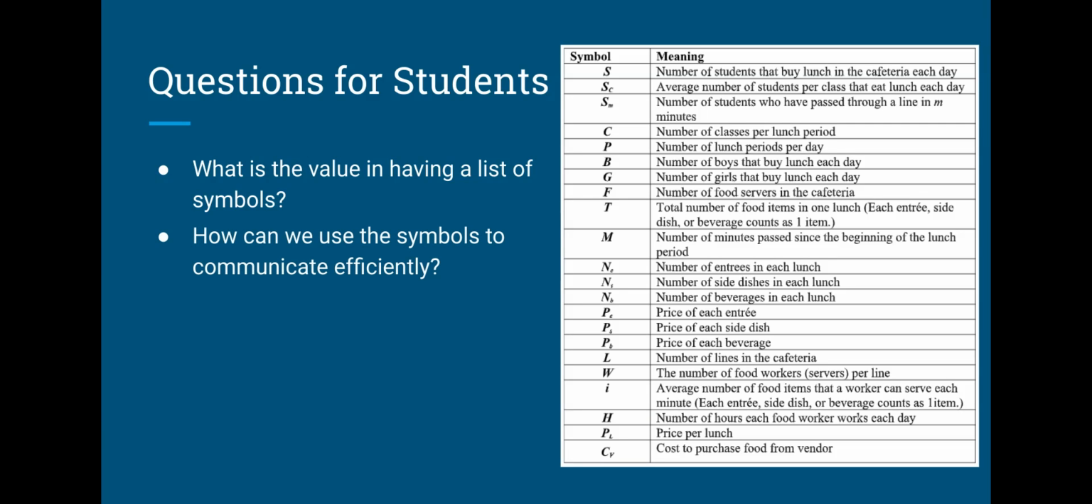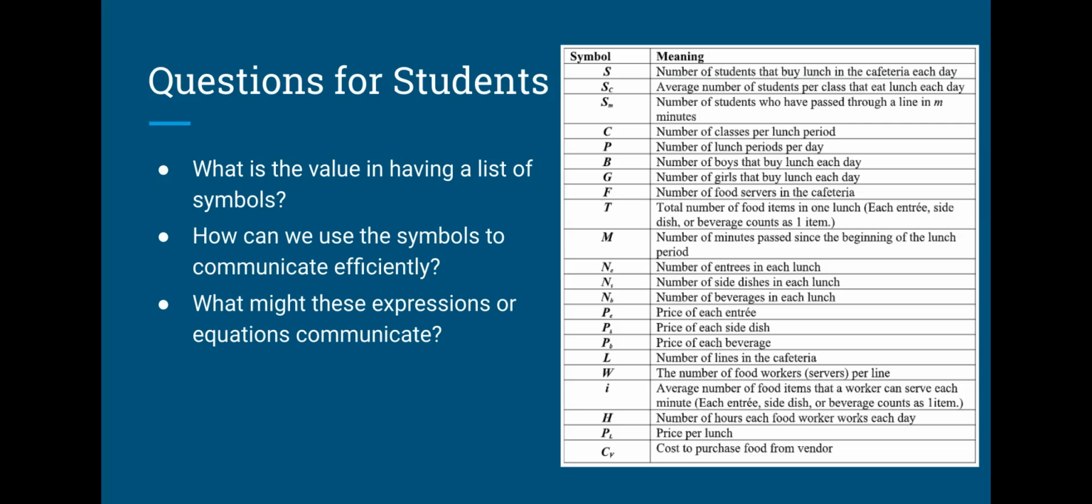And how can we use those symbols to communicate efficiently? Again, it's about cutting down the time it takes to digest this information. If we know that 3C, we know that we've got 3 times the number of classes per lunch period. Again, streamlining that communication.